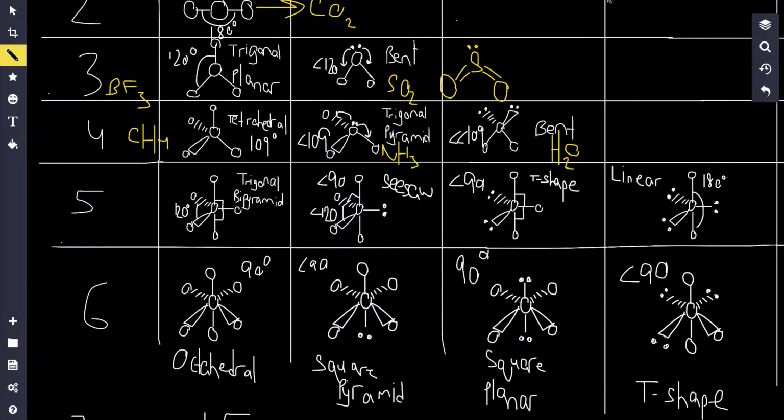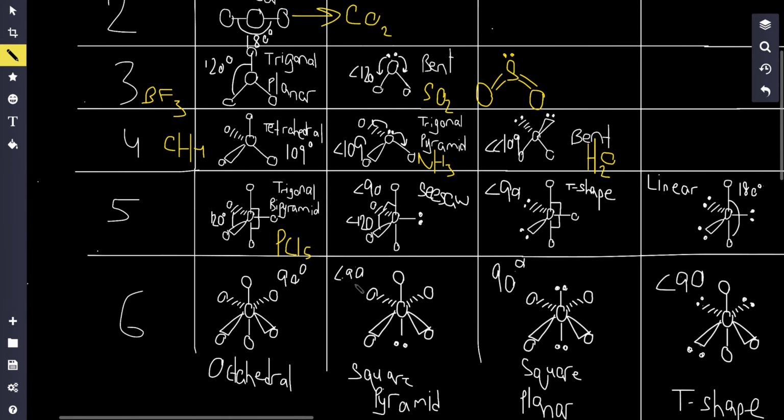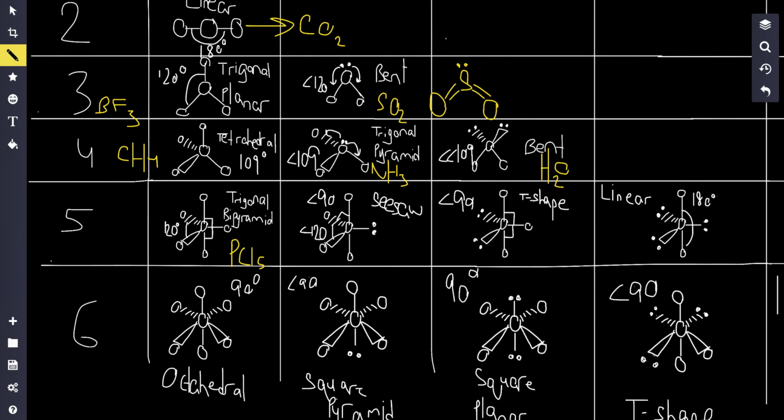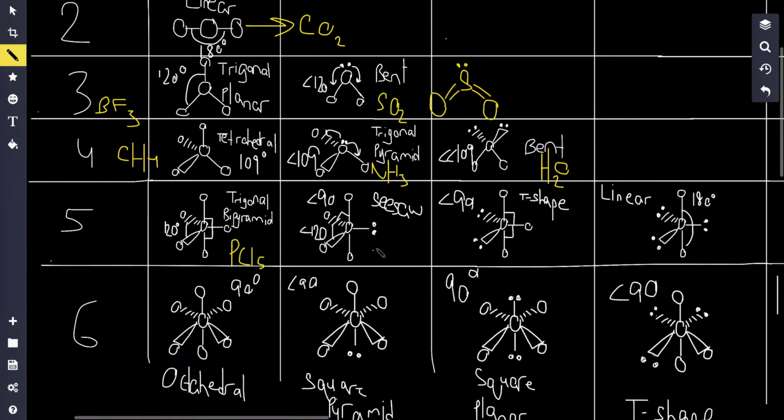Trigonal bipyramidal, this is where things get a little bit funky. I'm pretty sure it was phosphorus pentachloride, PCl5. That is one example of a trigonal bipyramidal. For a seesaw, it's just going to be SF4, sulfur tetrafluoride.